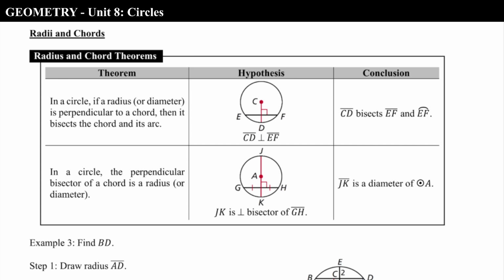All right, let's talk about radius and chords. In a circle, if the radius or diameter is perpendicular to a chord, then it bisects the chord and its arc. So here we have a radius, and it's perpendicular to this chord. So the radius is going to bisect the chord, and it's going to bisect arc EF here.